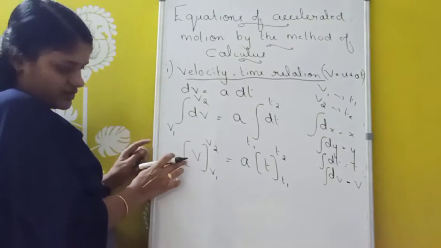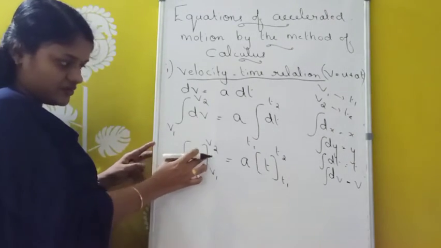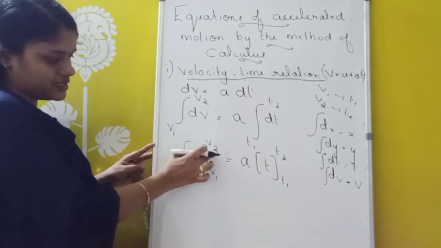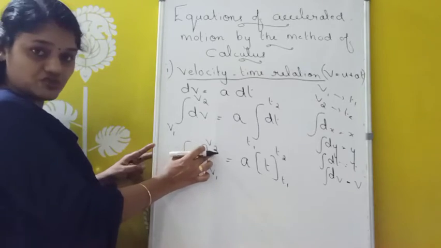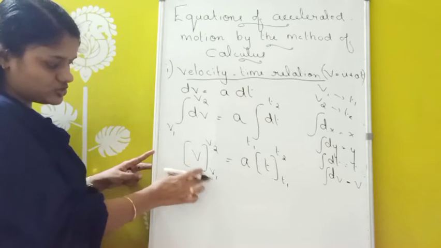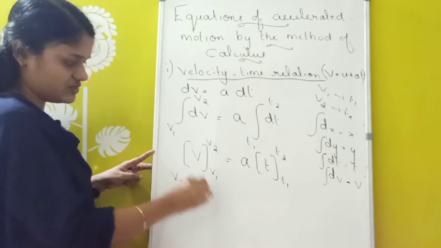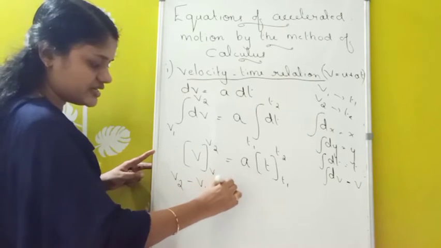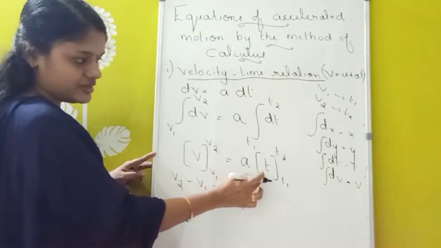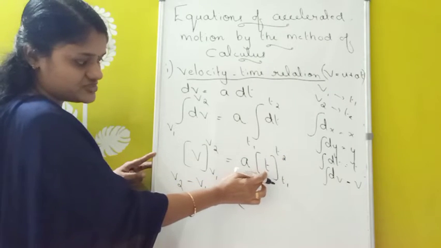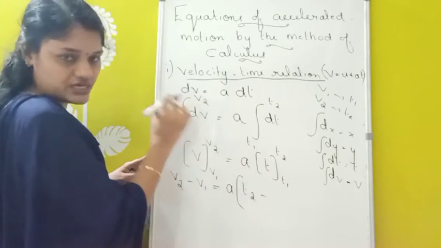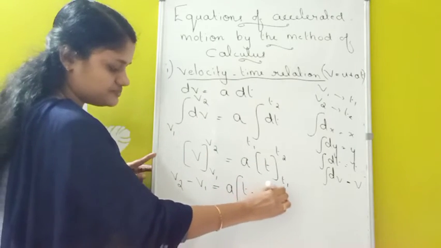Now in this integral value we have to put the upper limit, then minus the lower limit. What is the upper limit here? Instead of v I put v2, then minus the lower limit v1. That is equivalent to a, which is constant, taken outside. Then again here we put the upper limit first, so instead of t we put t2, minus the lower limit t1.